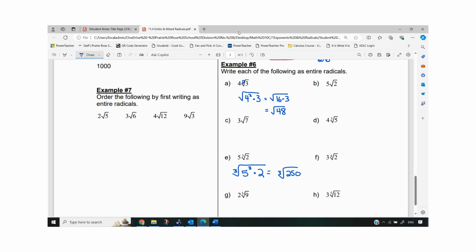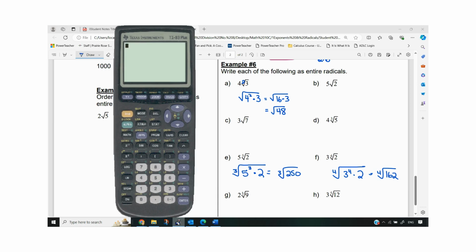If I had 3 times the 4th root of 2, that's just going to become 3 to the 4th times 2, which becomes the 4th root of 162. Now, working with those higher indexes can be a little bit tricky when we're putting them into our calculator. So we're going to go through one example here. If I want to do 3 times the 4th root of 2, I'm going to type 3, open my bracket, type my index, math, choose 5, and then type in my radicand and close my bracket.